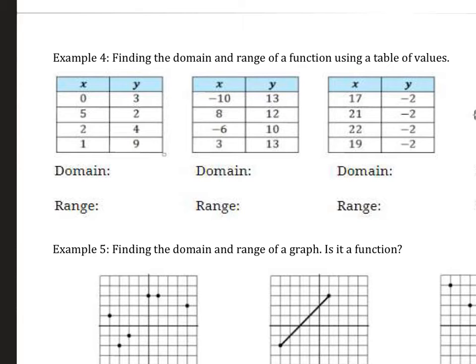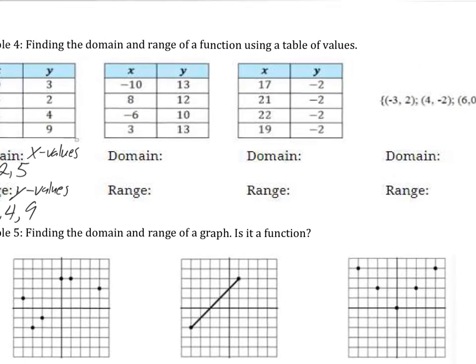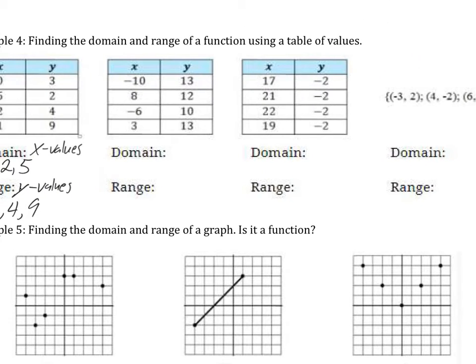So my domain, again, what does domain stand for? It is all of my x values. Okay, so really all I'm going to do is just copy down all the x values, but I'm going to put them in numerical order. So I have 0, 1, 2, 5. Range, again, is all of my y values. So, looking at them, it's 2, 3, 4, 9. So, pretty simple. Go ahead and try the next one.